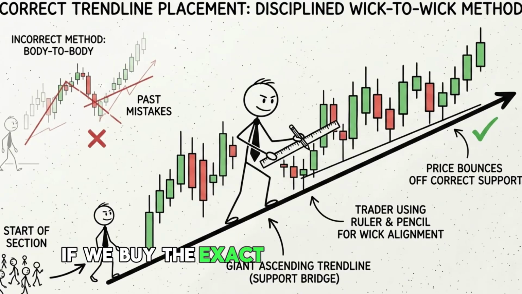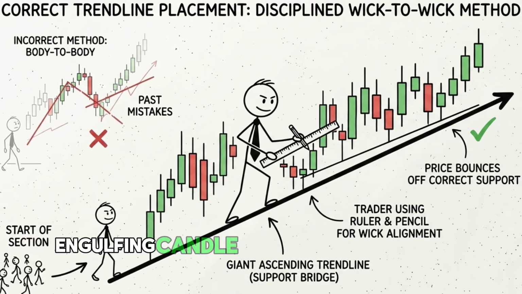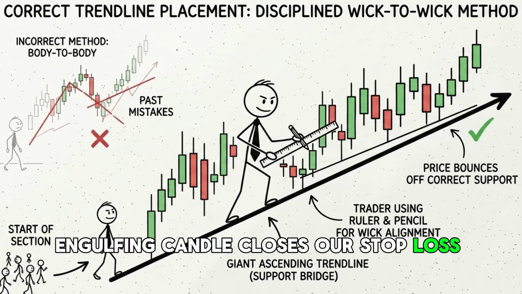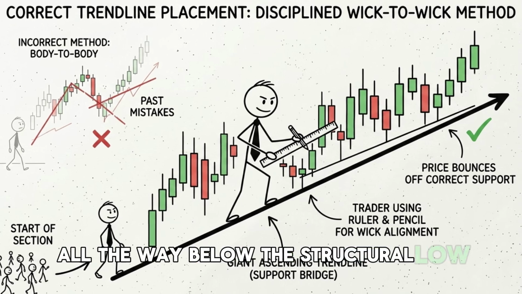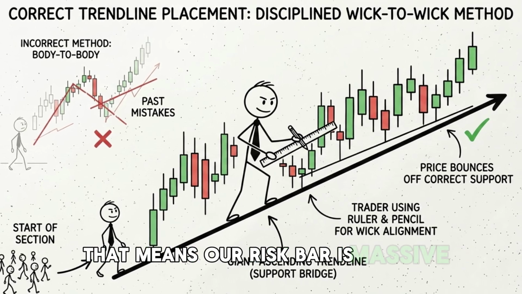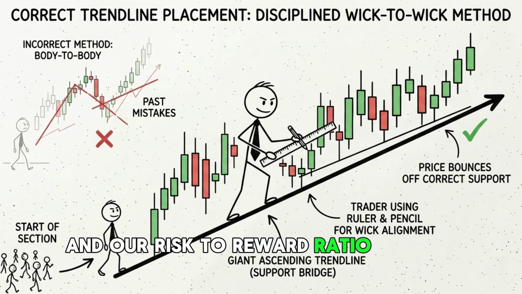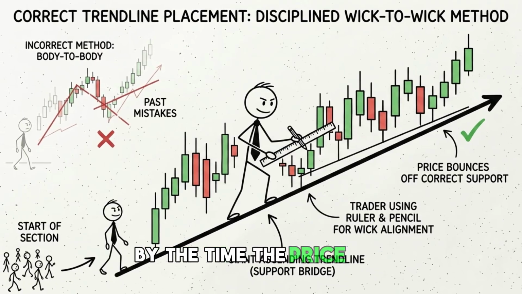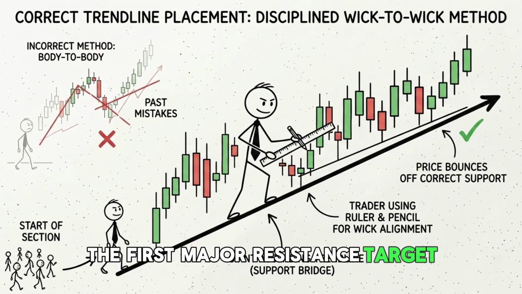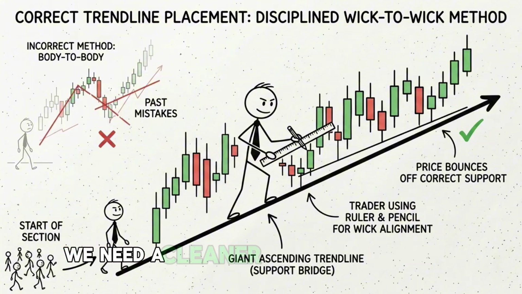If we buy the exact moment that giant engulfing candle closes, our stop loss has to go all the way below the structural low. That means our risk bar is massive, and our risk to reward ratio will be less than 1-to-1 by the time the price hits the first major resistance target. We need a cleaner entry.